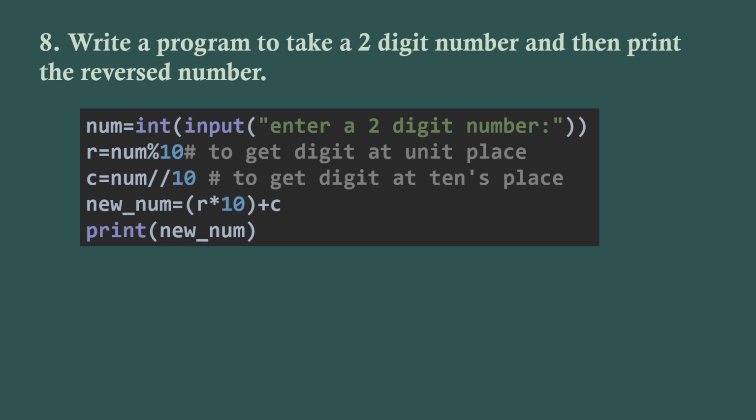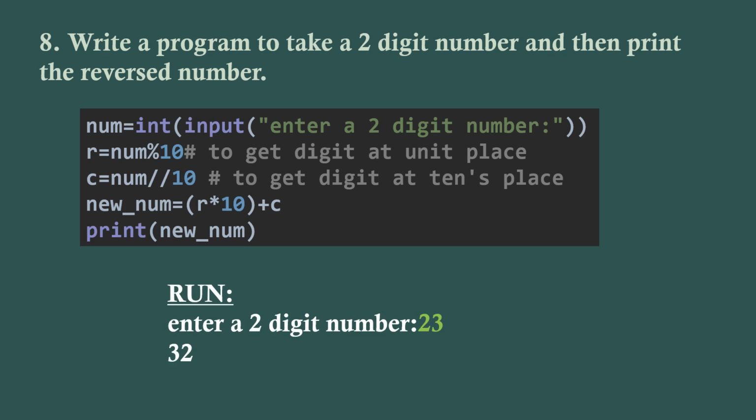So it is like this, r into 10 plus c, and it is stored in a variable, let's say new_num. Now we have to print it. Once you run the program, it will ask you to enter a two-digit number, let's say 23. 23 will be divided by 10 and the remainder is 3, so that is the digit at the unit place, and the quotient is 2, that is the digit at the tens place. Now we multiply 3 with 10, that is 30, then add 2, that gives 32. In this way we have got the number reversed. The result is 32.